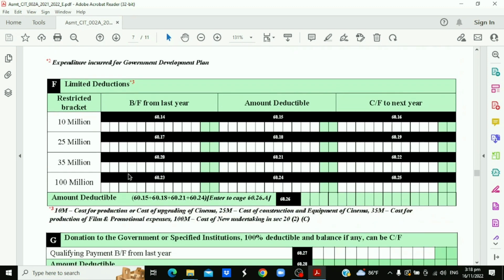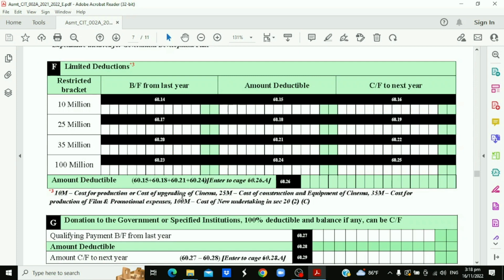Then we can consider table F. Table F is mainly relevant for the film industry. In addition to that, the last one, 100 million, is applicable for the new undertaking. Then the first three are relevant for the film industry. Then 10 million is for cost of production or cost of upgrading the cinema. Then 25 million is related to the cost of construction of the cinema. Then 35 million is related to the cost of production of film and promotional expenditure.